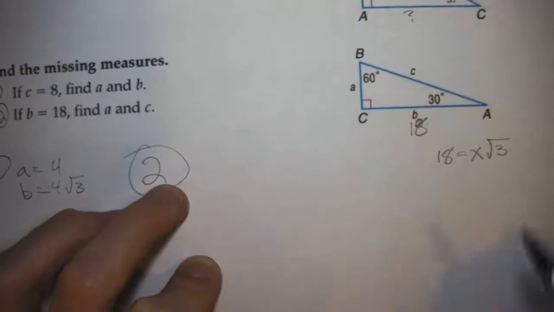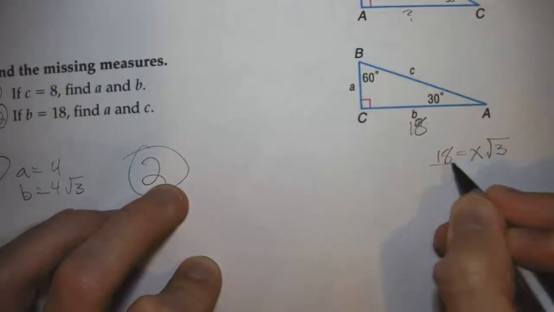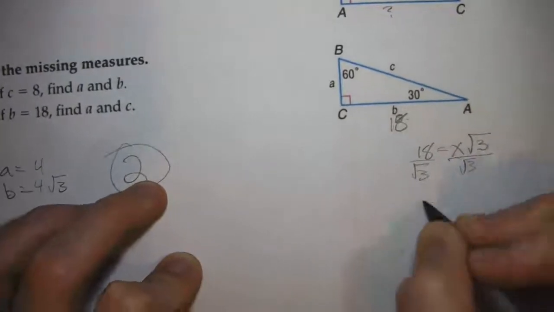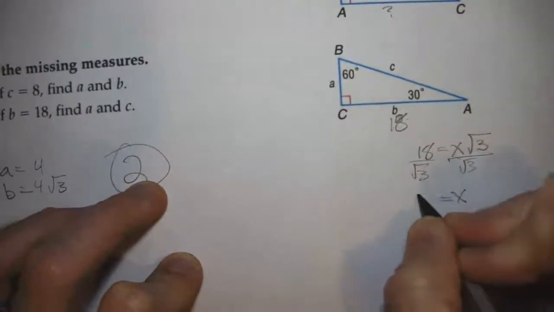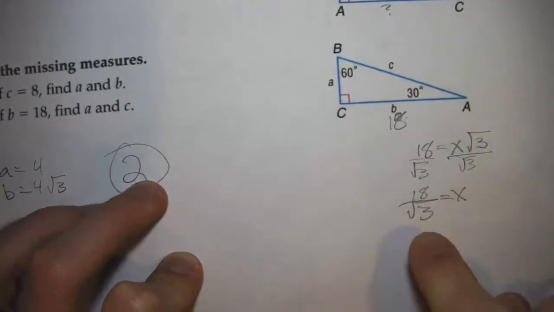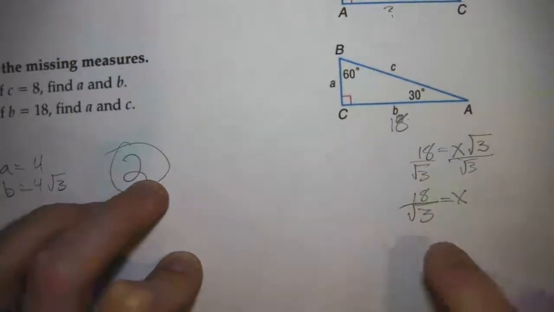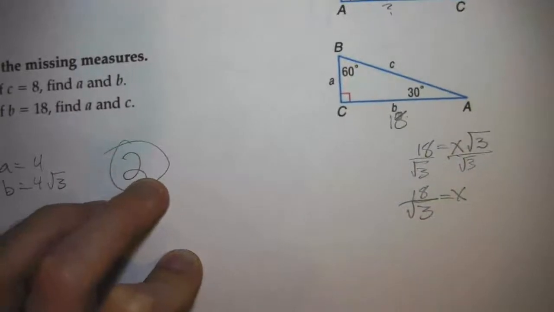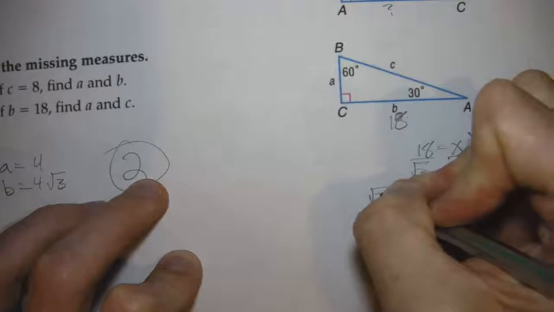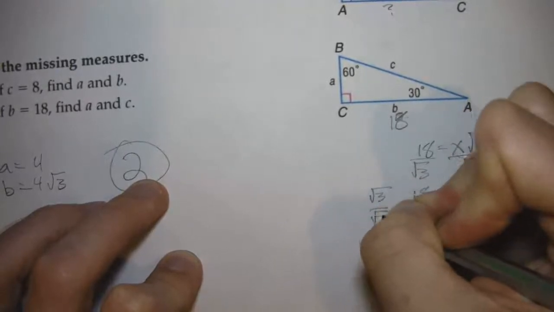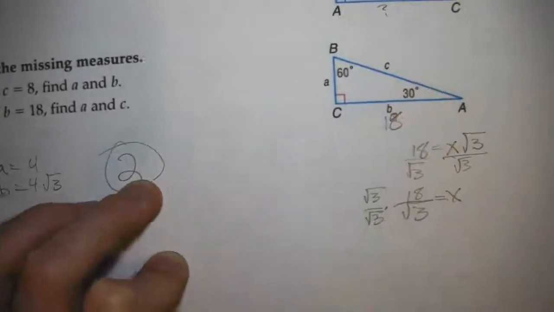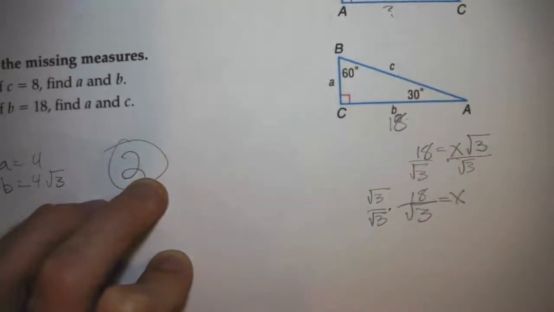All right. So first thing I'm going to do is divide by radical 3. So divide by radical 3, divide by radical 3. So I've got x is equal to 18 over radical 3. But remember, we cannot leave radicals in the denominator, so we need to rationalize it. So what I'm going to do to fix this problem is multiply both numerator and denominator by radical 3. In other words, radical 3 over radical 3 is a fancy way of talking about 1. And we can multiply things by 1 without really altering the value.